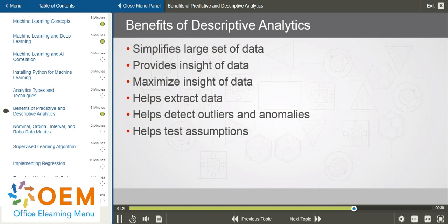Descriptive analytics is used to identify relative attributes of the data, provide and maximize the data insight, and also extract relevant data so we can use it as a training set and apply application to get data. Descriptive analytics can also be used to identify data anomalies and outliers that help in adopting the right machine learning algorithms, so we can eliminate the impact of data outliers.